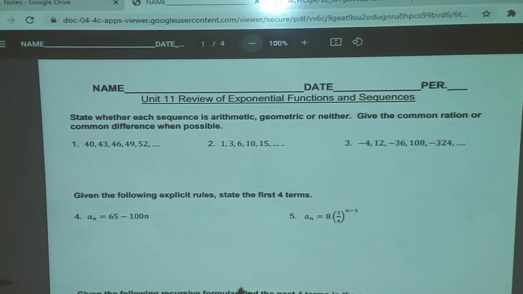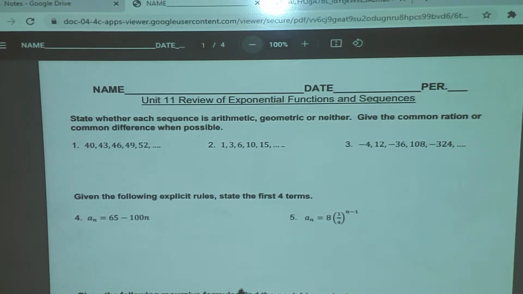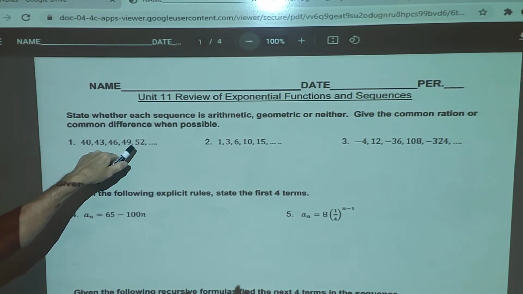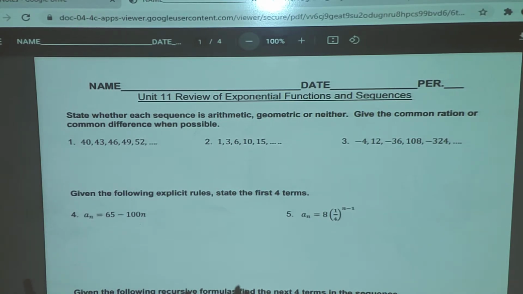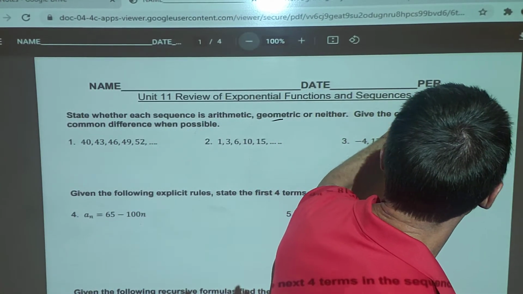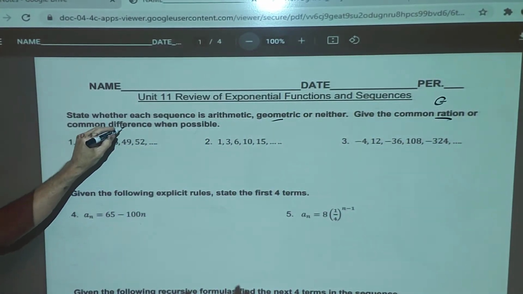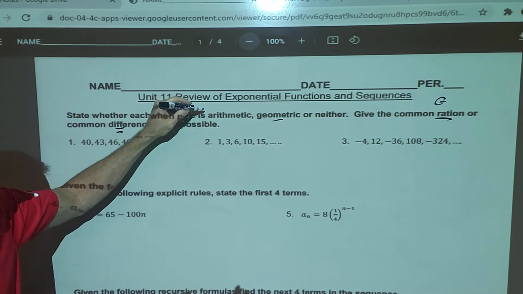All right, Coach Byerly here with the Unit 11 review of exponential functions and sequences. We are going to start off by stating whether each sequence is arithmetic, geometric, or neither one, and then give the common ratio if it is geometric, or the common difference whenever it is arithmetic.